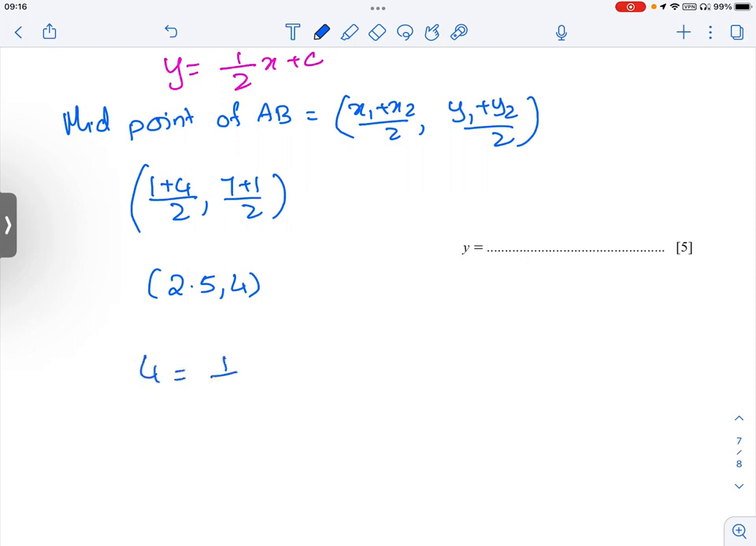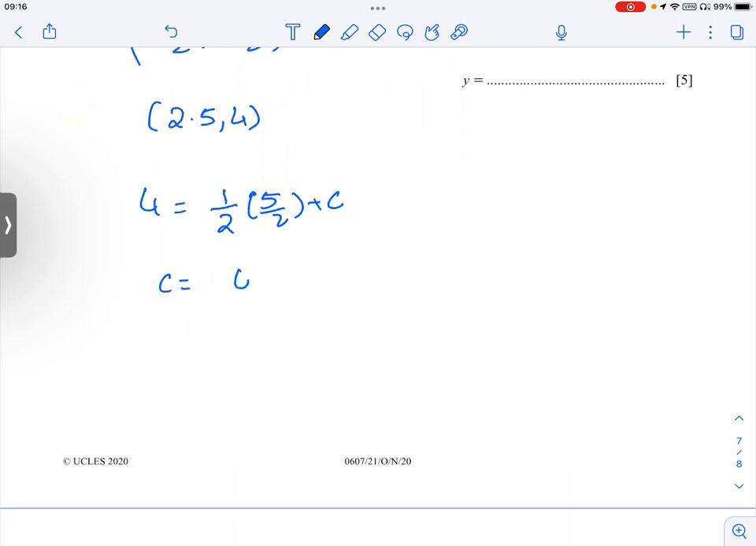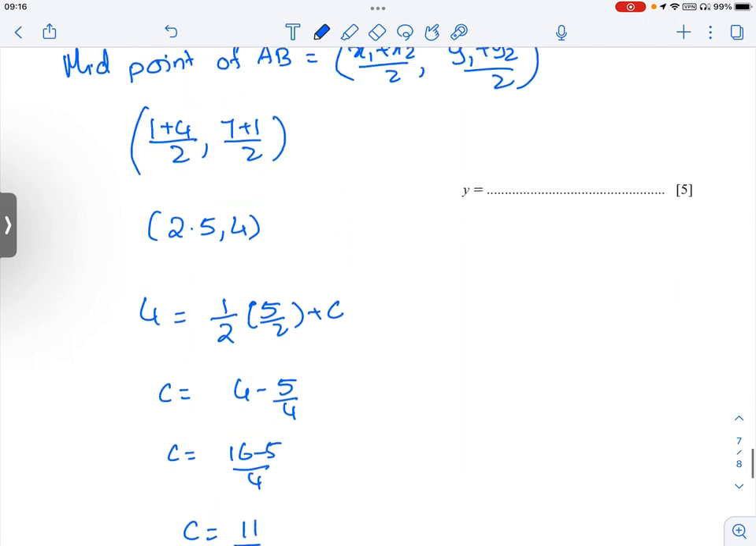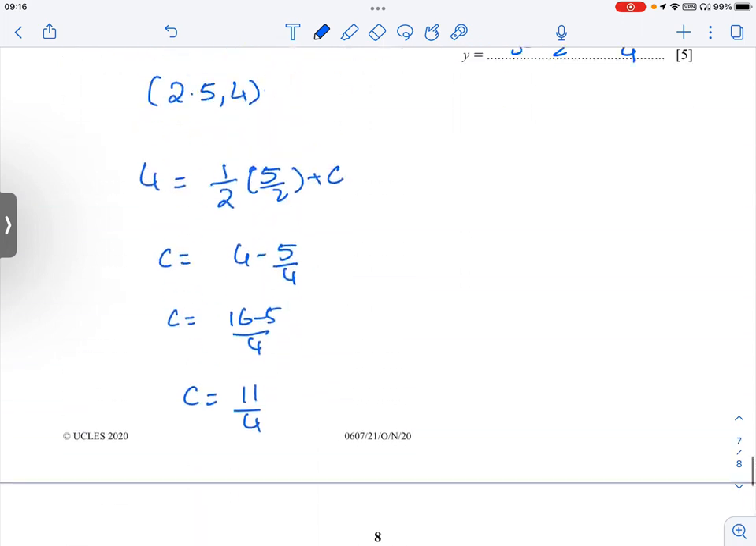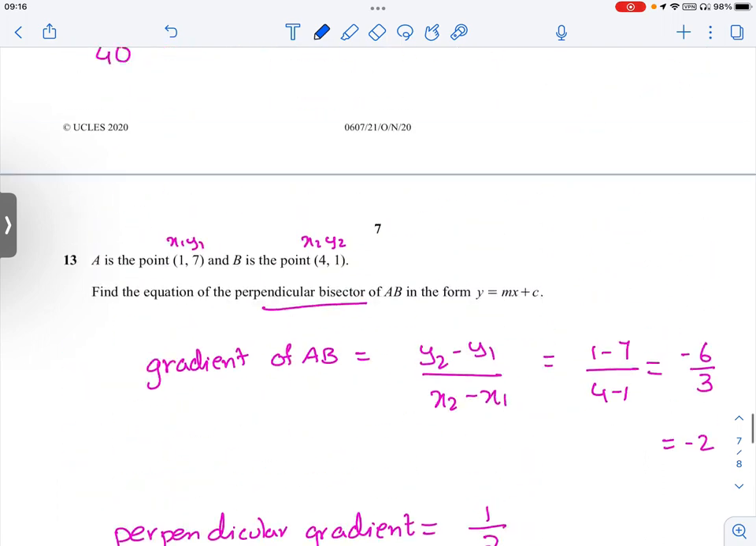So 4 equals 1 upon 2 times 2.5, which means 5 upon 2, plus c. So c will equal 4 minus 5 upon 4. So c equals 16 minus 5 upon 4. c equals 11 upon 4. So what should be the equation? y equals 1 upon 2 x plus 11 upon 4. So that is question number 13.